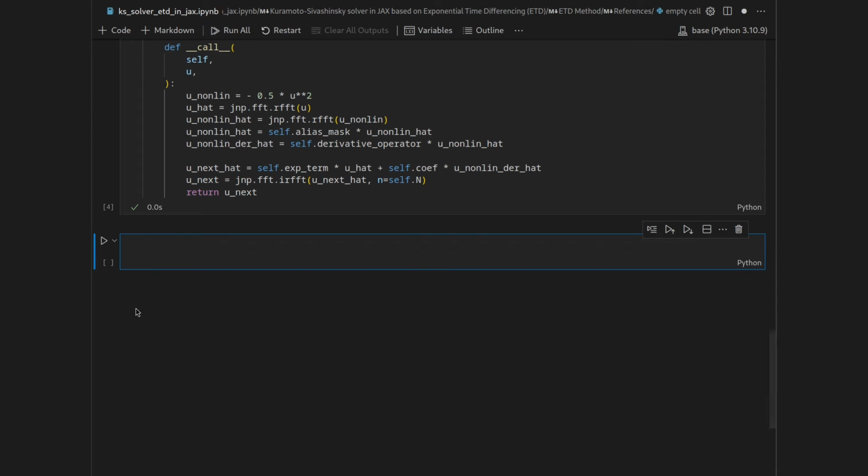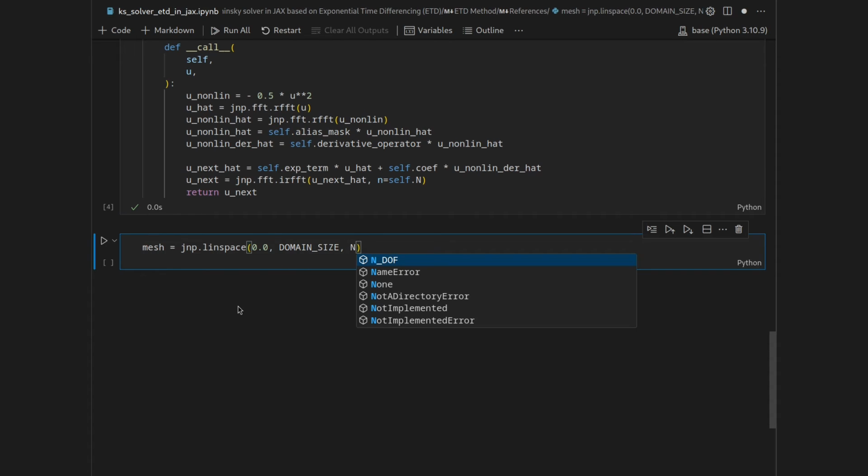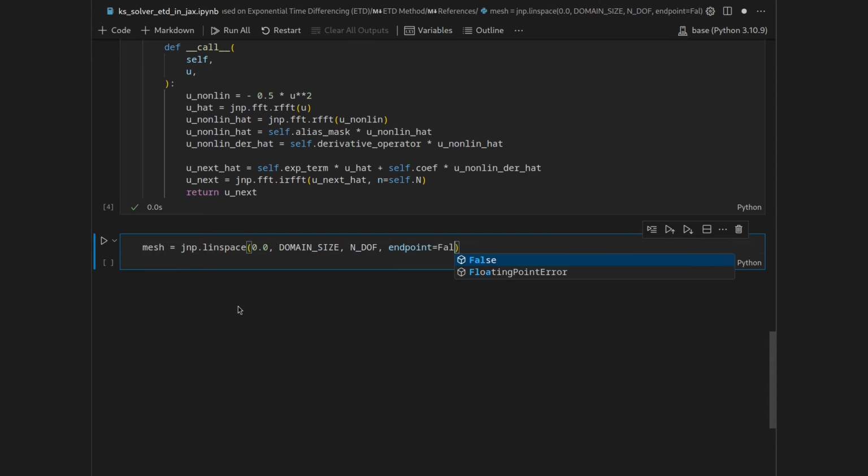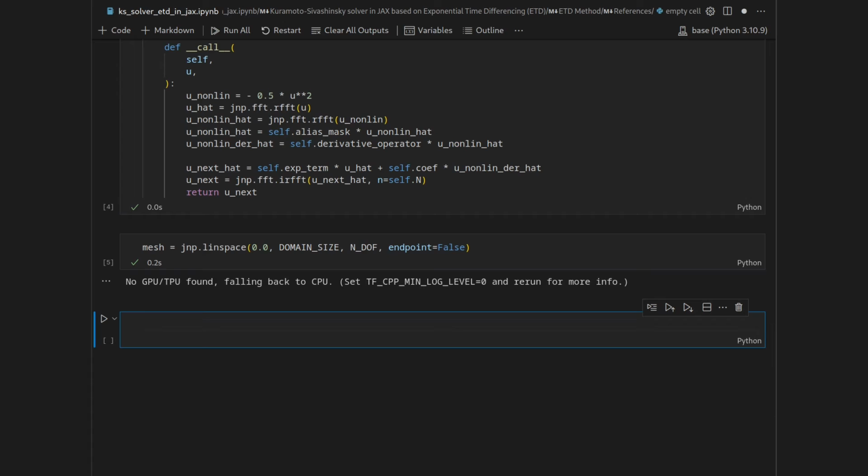Then, before we instantiate it, let's start by creating our mesh and initial condition. So the mesh shall be jnp.linspace from 0 to domain size with n number of degrees of freedom, but we want to exclude the endpoint. And that's just a convenience here. We could also select n+1 and then discard the last one, but here we will do it more verbosely with endpoint equals False.